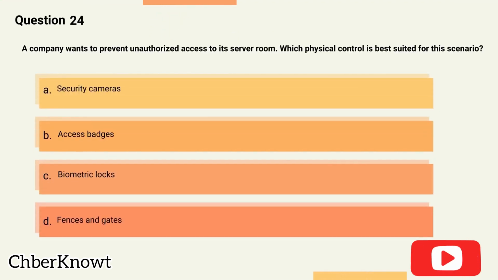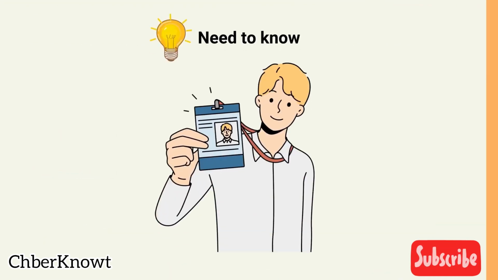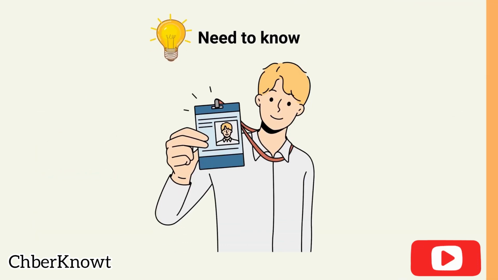Question 24. A company wants to prevent unauthorized access to its server room. Which physical control is best suited for this scenario? Option A. Security cameras. Option B. Access badges. Option C. Biometric locks. Option D. Fences and gates. The correct answer is Option B. Access badges. Explanation. Access badges are best suited for this scenario. They allow for easy identification of authorized personnel and restrict access to the server room to those with valid badges.